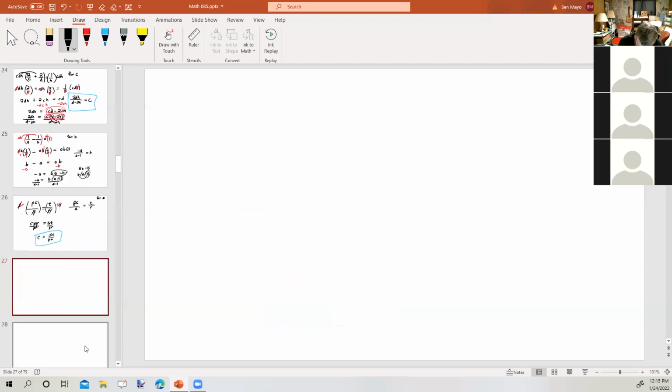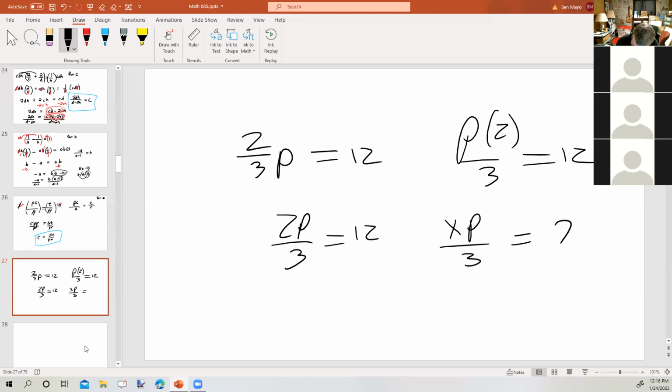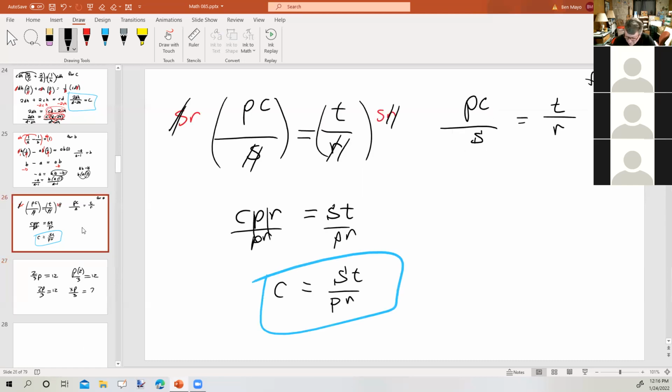Let me ask you this. What if I had 2/3 P equals 12? What's the coefficient of P? 2/3. What if I had 2P over 3 equals 12? What's the coefficient of P? 2/3. What if I had P times 2 over 3 equals 12? What's the coefficient of P? 2/3. What if I had X times P over 3 equals 7? What's the coefficient of P? X over 3.